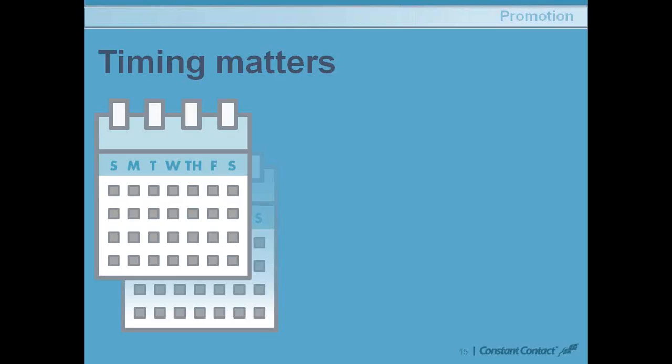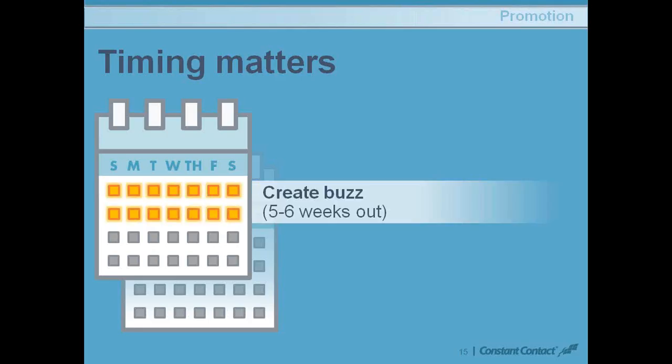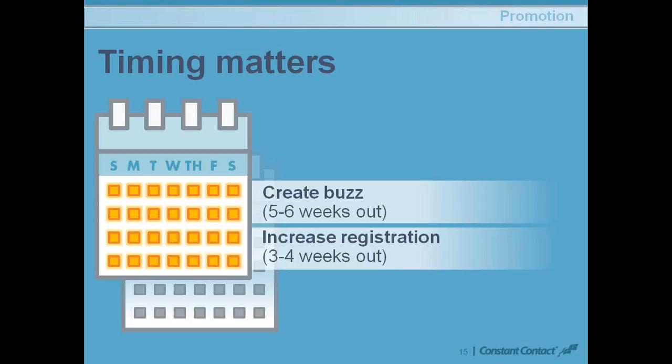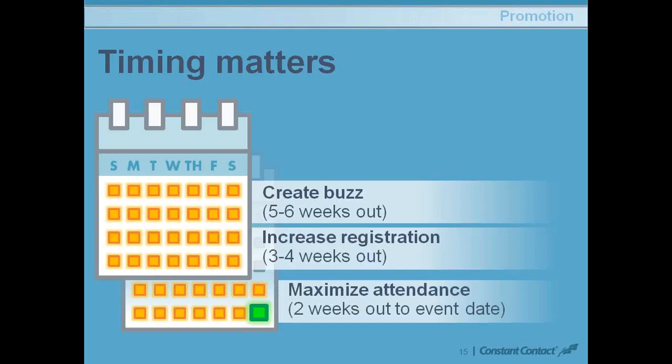Today, we've broken your event into a success formula of 3 stages. So the first stage, within 5 to 6 weeks out, is to create buzz. So you want to start the buzz rolling about your event. And the next stage is increasing registration. So you want to get the registration out, send out the URLs, get information, and then maximizing attendance. Each stage is broken down into different best practices designed to help you achieve the goal at the end of the stage. So all of these stages come together to make your event a success.